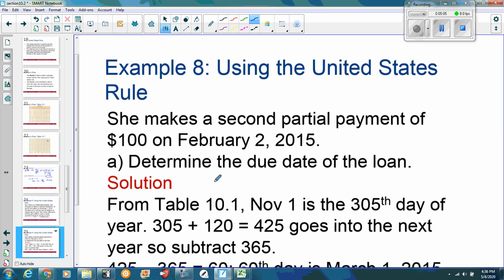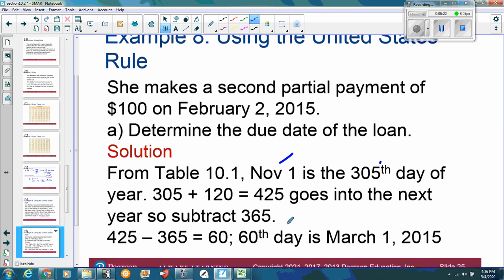Okay, so the first question was to determine the due date. She took out the loan November 1st, which was day 305 according to that chart. It was a 120-day loan, so we added 120, which came out to be 425. But there are only 365 days in a normal year, so you subtract 365 from that, and you're left with 60. Going from November 1st to March 1st is the 60th day. So the due date for this loan is 3/1. Okay?